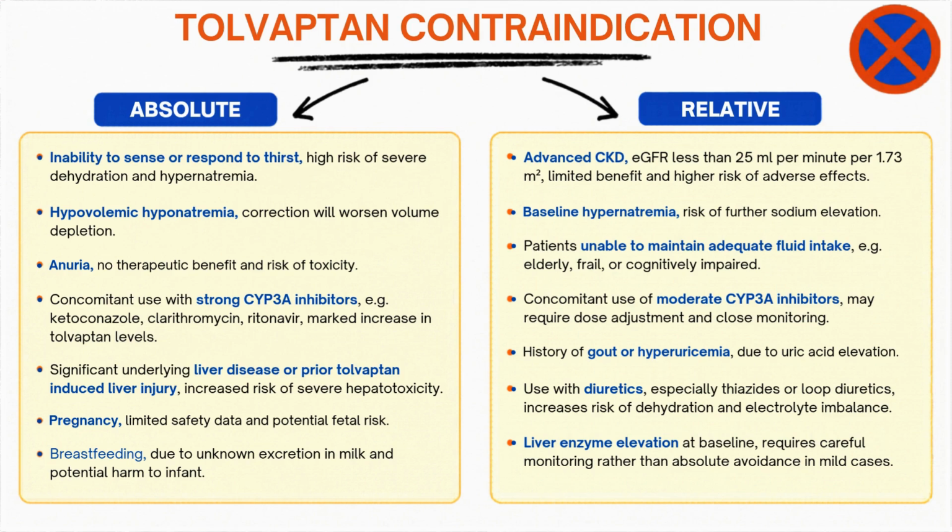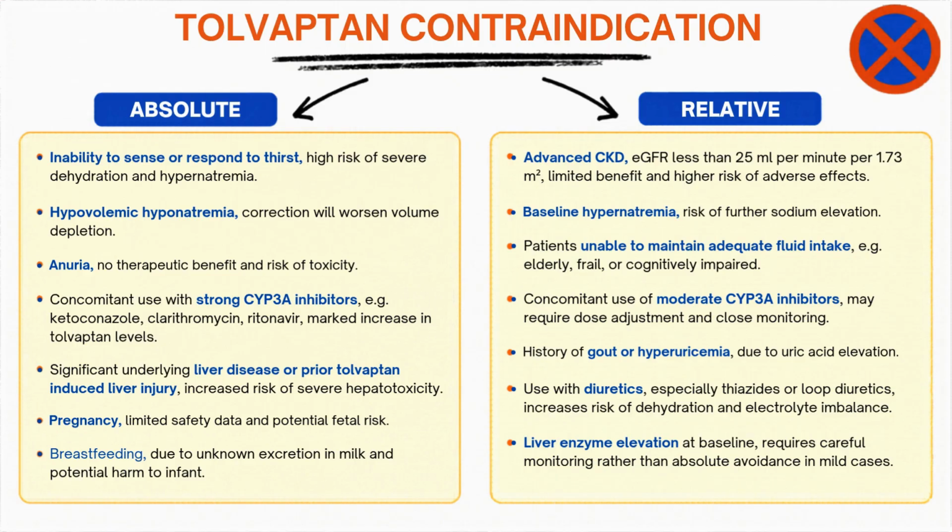We should also avoid combining tolvaptan with strong CYP3A inhibitors like ketoconazole or clarithromycin, as this markedly increases drug levels. Significant liver disease or prior tolvaptan-induced liver injury is a major concern due to hepatotoxicity risk. And finally, pregnancy and breastfeeding, where safety data are limited and potential harm exists. And there are also relative contraindications. These require caution and an individualized decision-making approach.